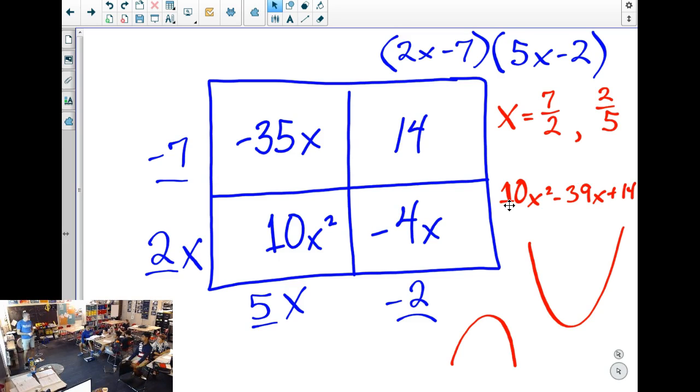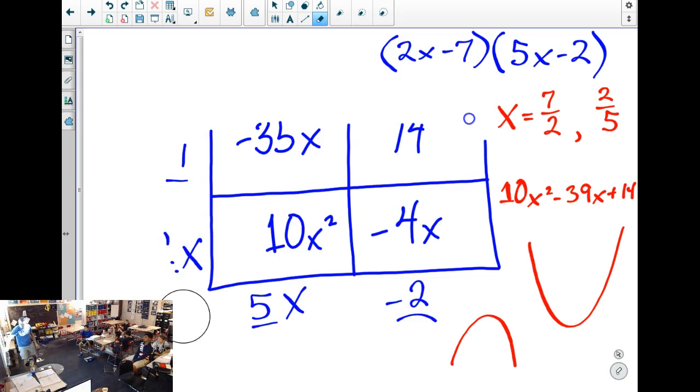So then we know an awful lot about this, right? I'm going to erase this for a moment just to get some more space. We know everything needed to graph the parabola.